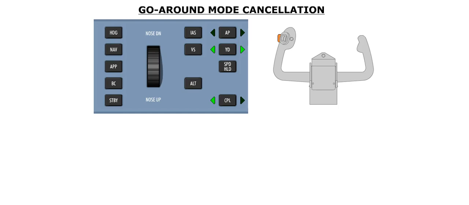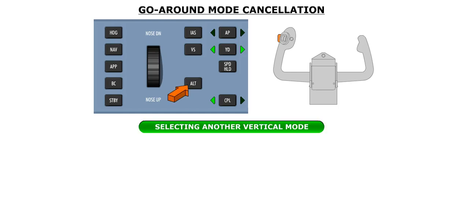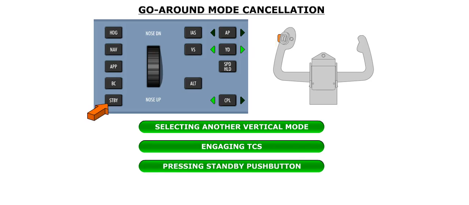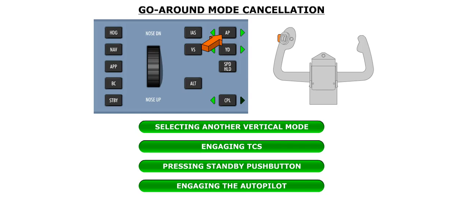The go-around mode is cancelled by the selection of a different vertical mode, engagement of the TCS system, pushing the standby push button on the FGCP, or by engaging the autopilot.